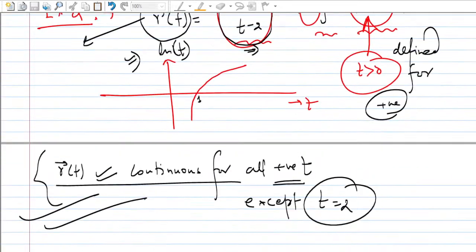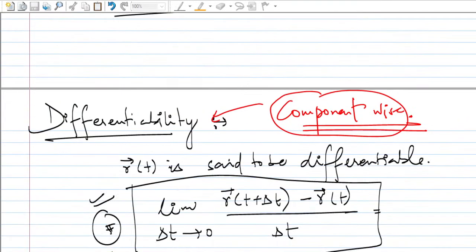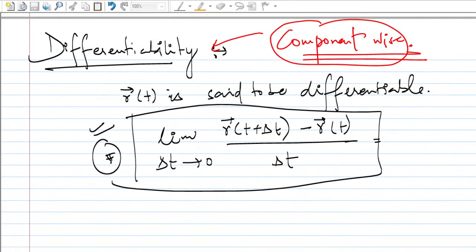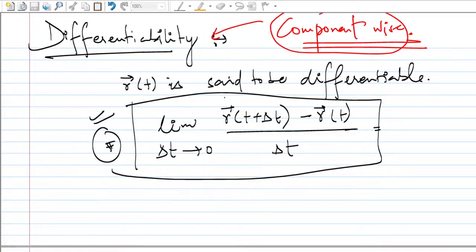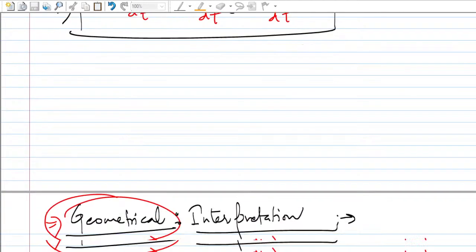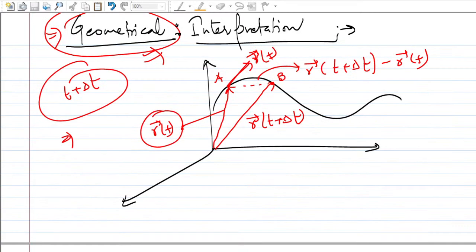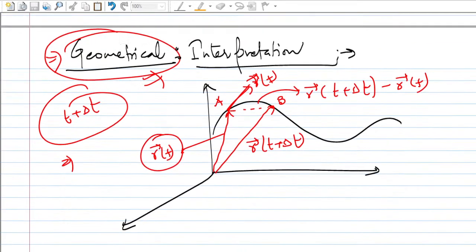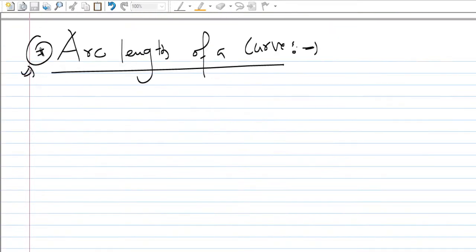The important concept of differentiability: r of t is said to be differentiable, and again you have to differentiate component wise. This was the concept, and this was the geometrical interpretation. I also told you that I am going to talk about the arc length of a curve in differentiation. So now we will talk about the arc length of a curve.